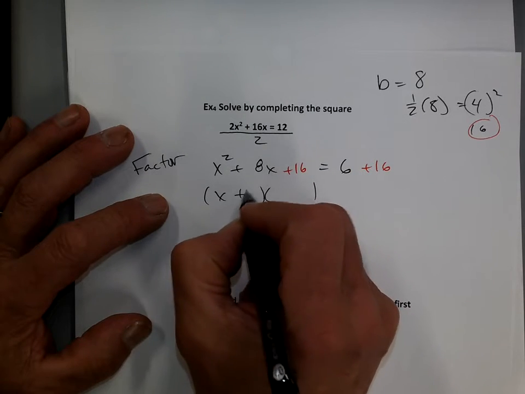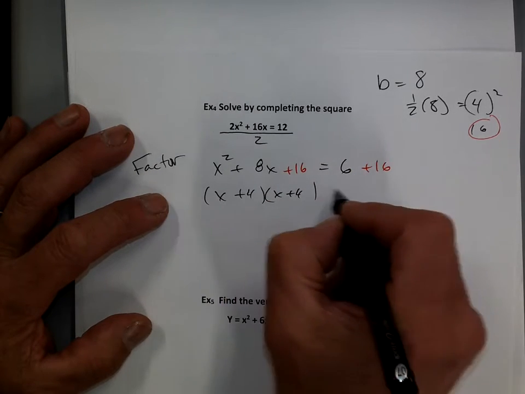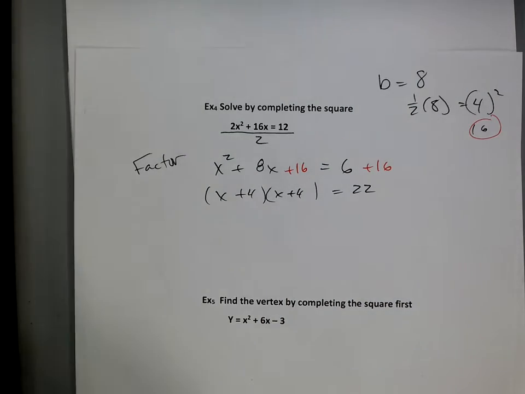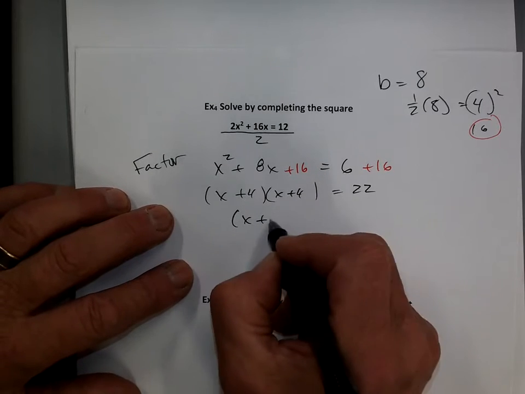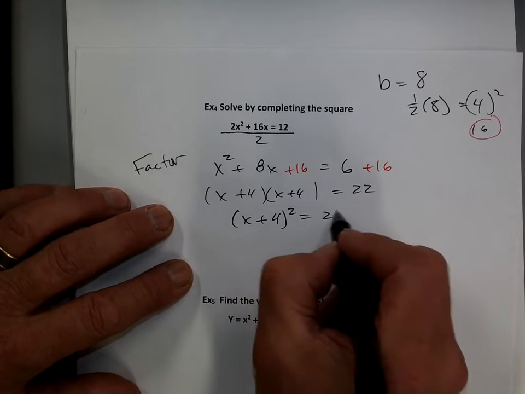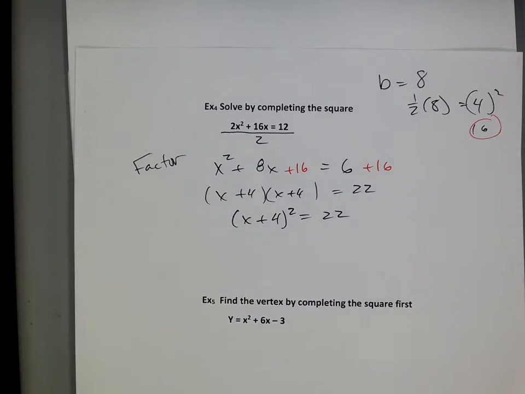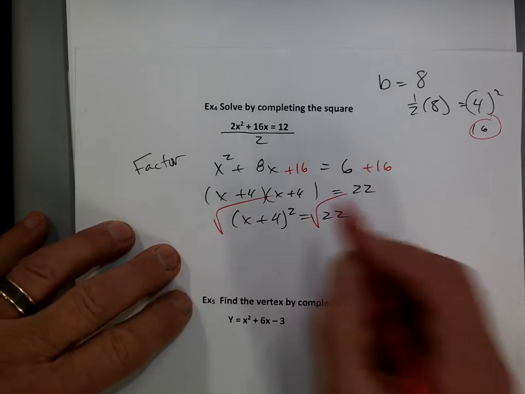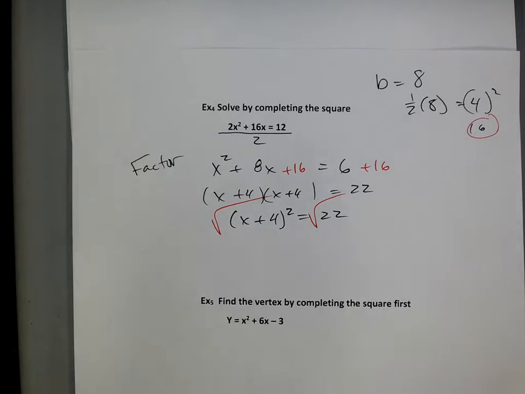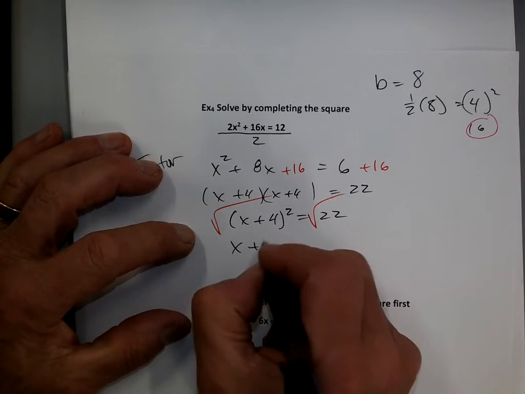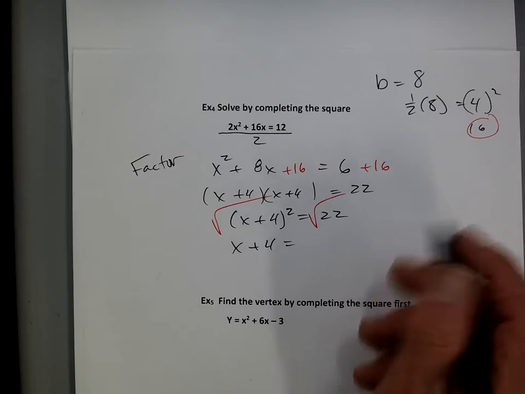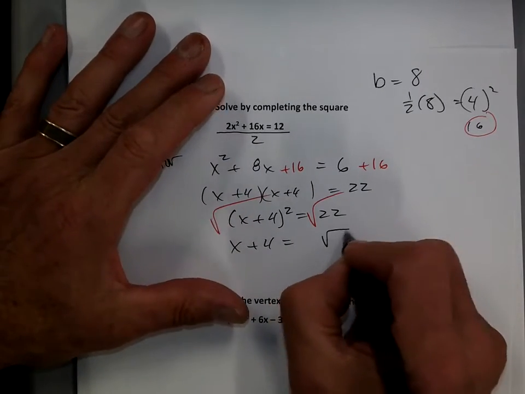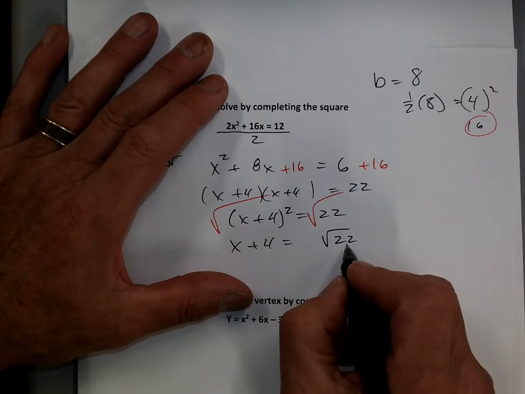x plus 4 equals 22. x plus 4 can be written as x plus 4 quantity squared equals 22. I'm going to square root both sides to get rid of the square. And that will leave just x plus 4. Now the square root of 22, I don't think that breaks down at all, so we'll leave it as the square root of 22 because there are no nice multiples.